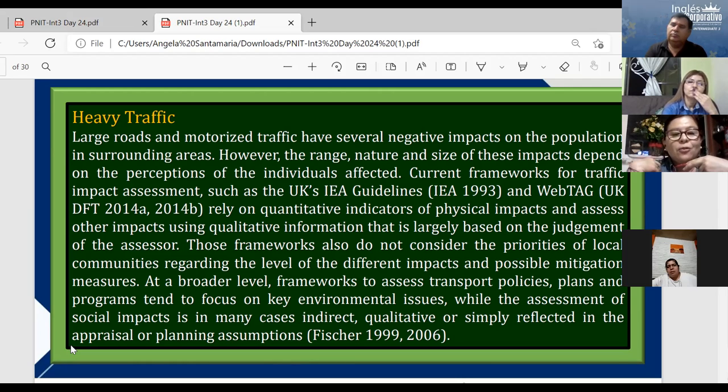Those frameworks also do not consider the priorities of local communities regarding the level of the different impacts and possible mitigation measures. At a broader level, frameworks to assess transport policies, plans, and programs tend to focus on key environmental issues, while the assessment of social impacts is, in many cases, indirect, qualitative, or simply reflected in the appraisal or planning assumptions. Fisher, 1999, 2006.